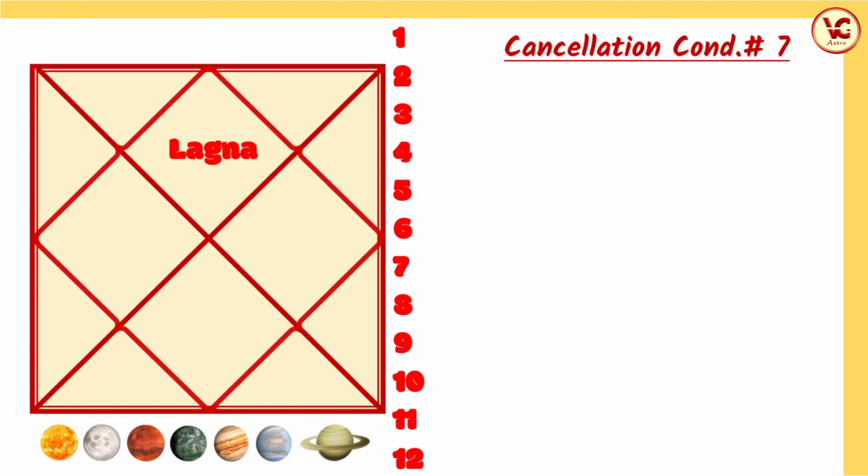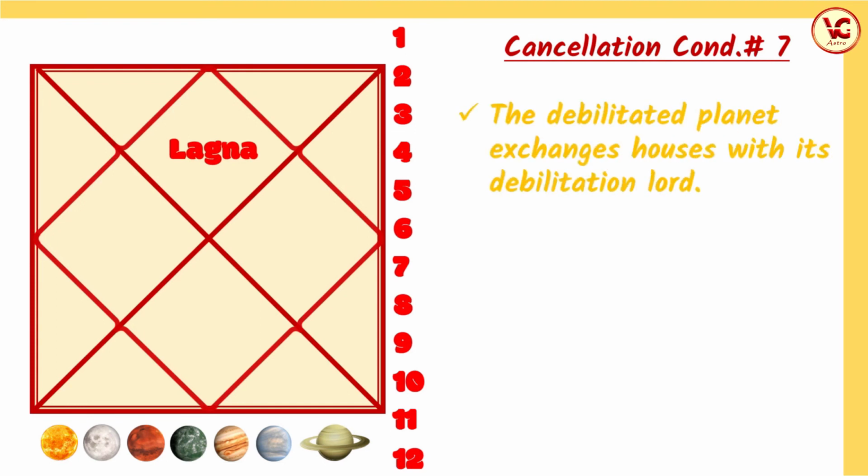This is the example chart. Cancellation condition number 7. The debilitated planet exchanges houses with its debilitation lord. Again, taking the example of Jupiter, it is placed in the Capricorn sign and its own sign is Pisces where Saturn is sitting. It means they both exchange their houses. Saturn is placed in Jupiter's house and Jupiter is placed in Saturn's house. So this cancellation will apply.